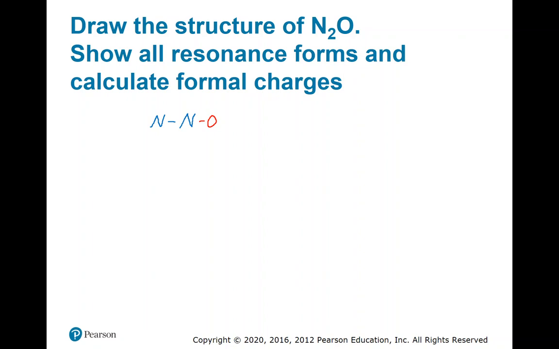Okay, so hopefully you've tried this problem on your own. With any example, we need to know how many valence electrons we're dealing with. So each nitrogen has 5 valence electrons, and there are 2 of those, so 2 times 5. And then we need to add to that 6 electrons from our 1 oxygen. So 2 times 5 is 10, and 10 plus 6 is going to be 16 electrons.